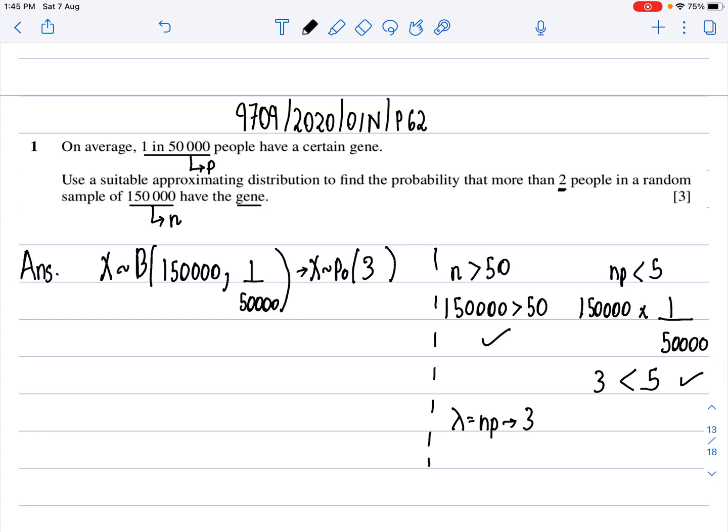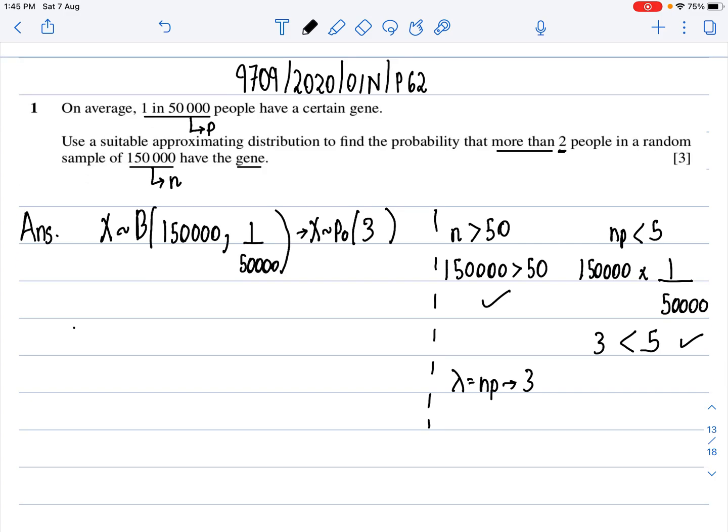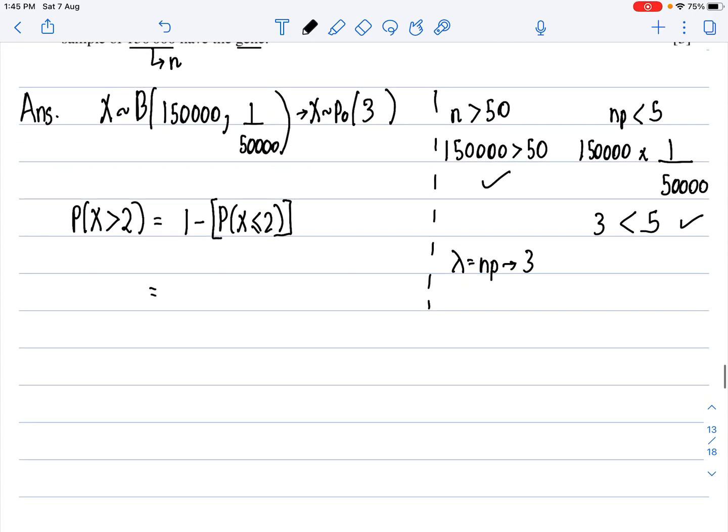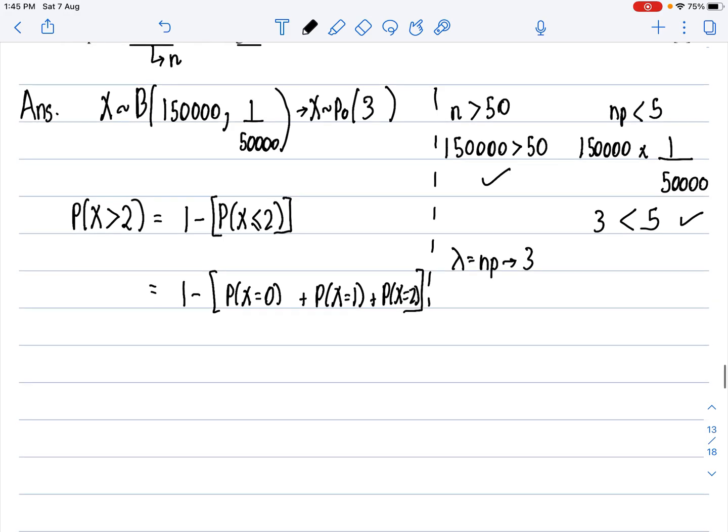Now, what do I need? I need to find the probability that more than 2 people in a random sample have the gene. So I need the probability of x being more than 2, which can be calculated as 1 minus, because more than 2 means from 3 to infinity, the probability of x being less than or equal to 2. I can write this as 1 minus the probability of x equals 0 plus the probability of x equals 1 plus the probability of x equals 2.